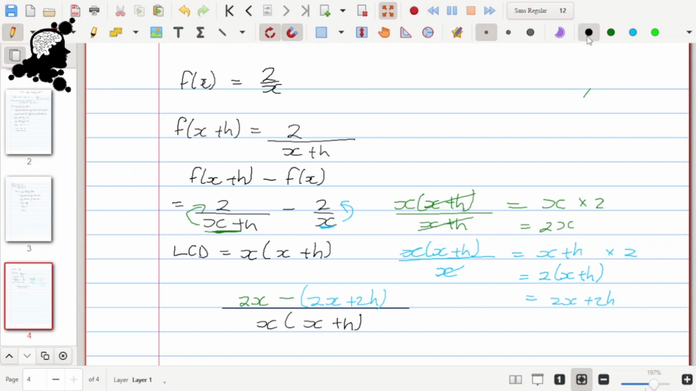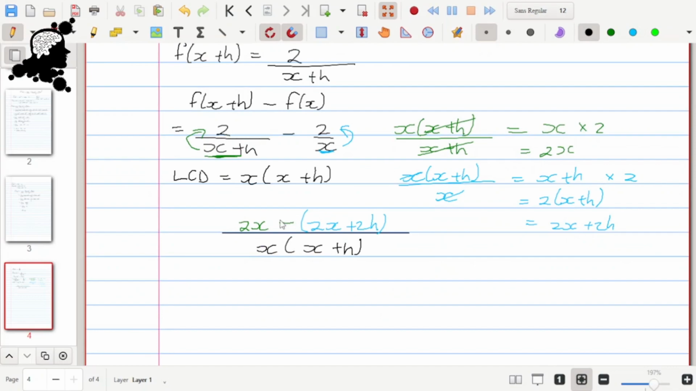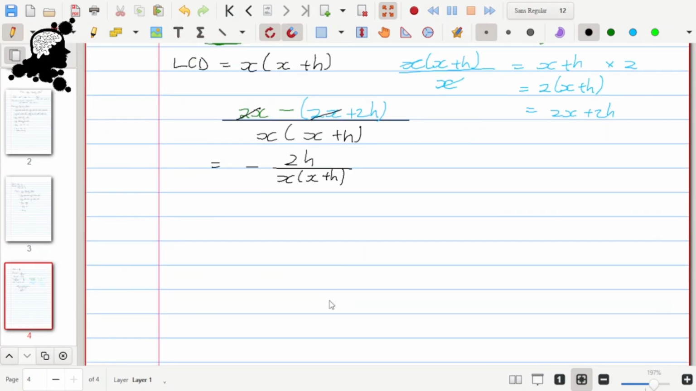We may as well simplify this while we're at it here. So we will see that the 2x and the minus 2x cancel out. We just remain with minus 2h over x into x plus h. Perfect. Now that we have this, we can now calculate our derivative.